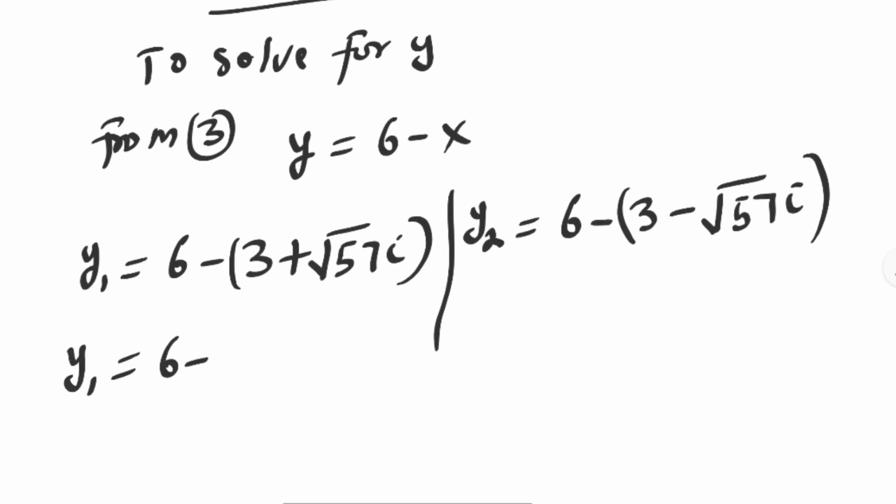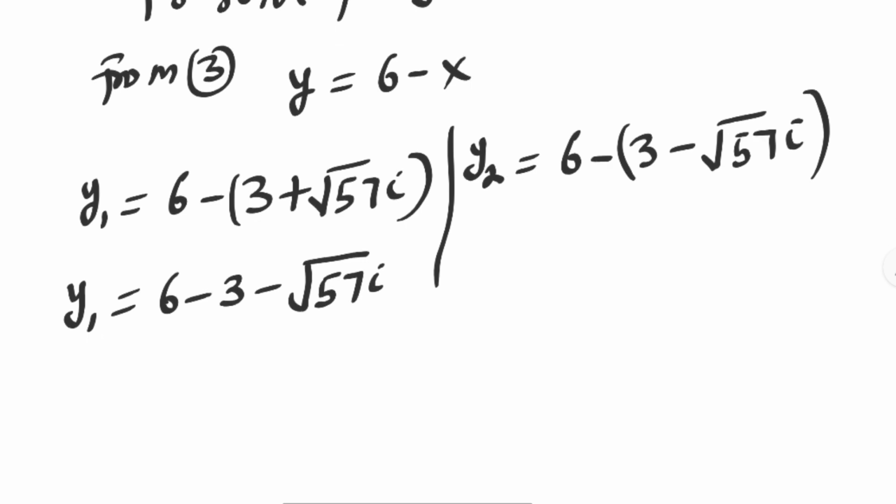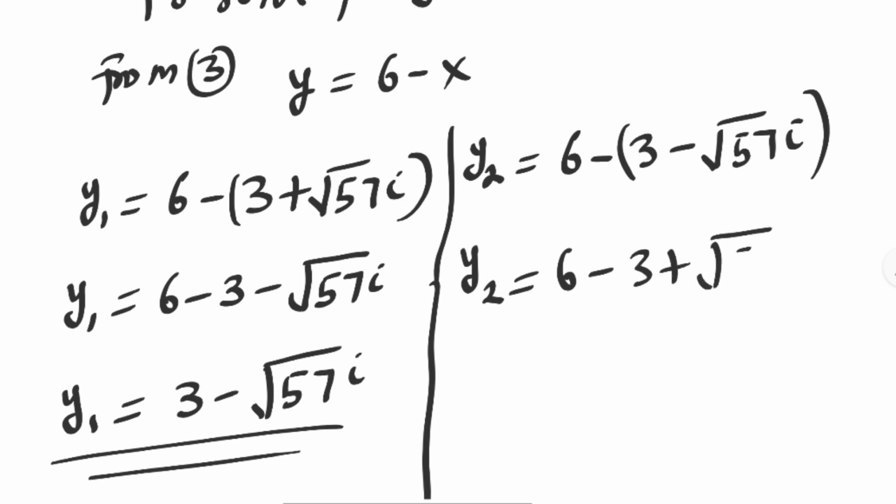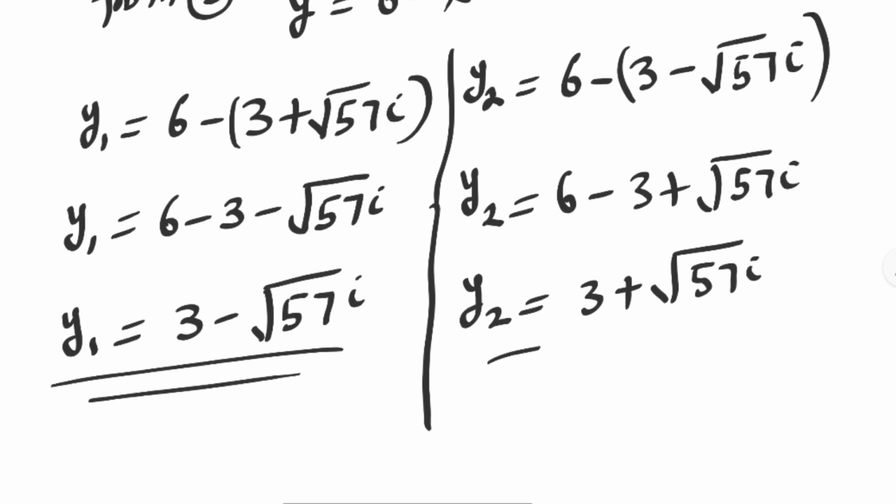y1 is equal to 6 minus, if you open the bracket with negative, we have 3 minus square root of 57 i. y1 is equal to 6 minus 3, this is 3 minus square root of 57 i. This is the value of y1. Then y2 is equal to 6 minus 3 plus square root of 57 i. y2 is equal to 3 plus square root of 57 i. This is the value of y2.